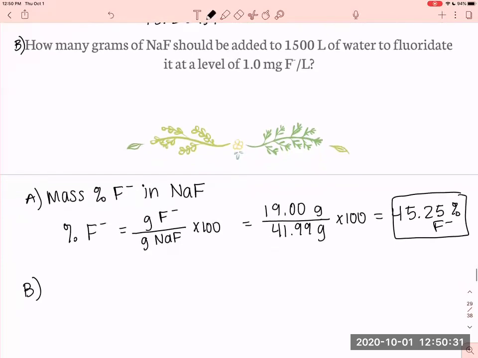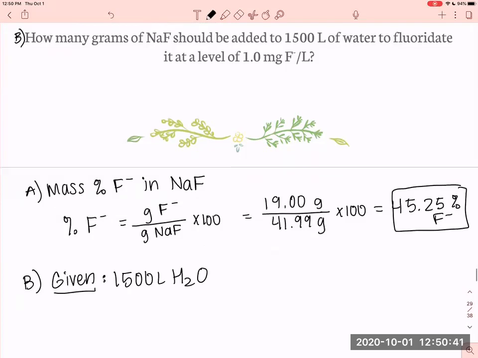So let's get some information down. Now I've got more of a kind of problem. So I'm given 1,500 liters of water. This other thing I'm given is not a given. It's not a starting place. It is a conversion. So let's not put that there. You want to try to only put one unit in your given or starting place spot. So unknown is going to be how many grams of sodium fluoride.